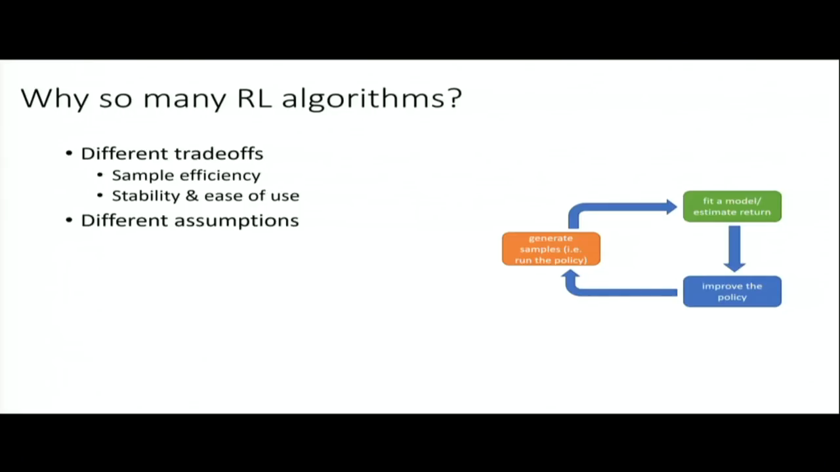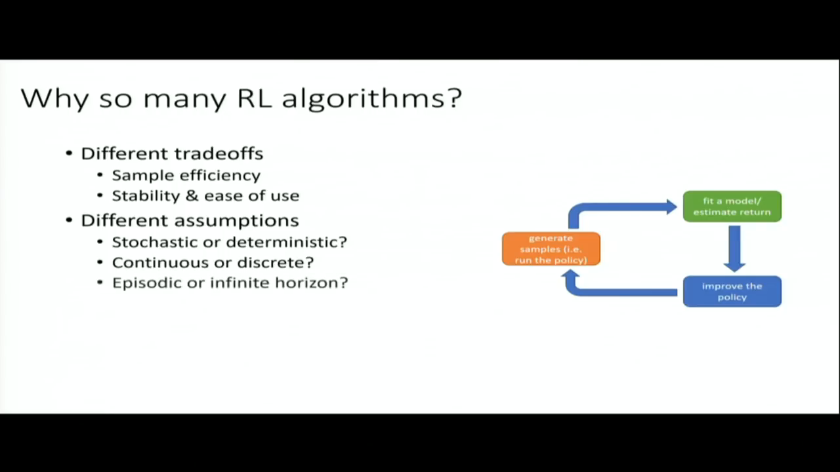And the different algorithms will sometimes have slightly different assumptions. For example, some algorithms will assume stochastic dynamics and stochastic policies. Some would operate better on deterministic dynamics or maybe deterministic policies. Some of them will work better in continuous settings versus discrete. Some of them prefer episodic settings rather than infinite horizons. So episodic means that capital T is finite. Infinite horizon means that it's infinite.